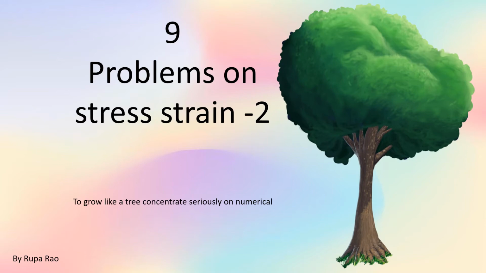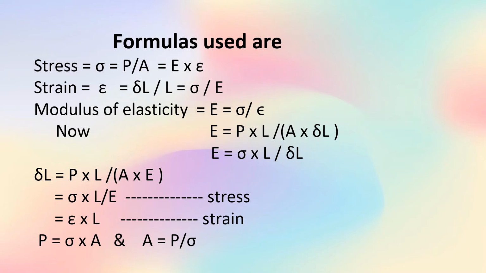This is the ninth video and second video on problems on stress strain. In this video, the formulas used are stress sigma is equal to P upon A, which is equal to modulus of elasticity into strain. For the strain, the formula used is delta L upon L, or it is equal to sigma divided by E.